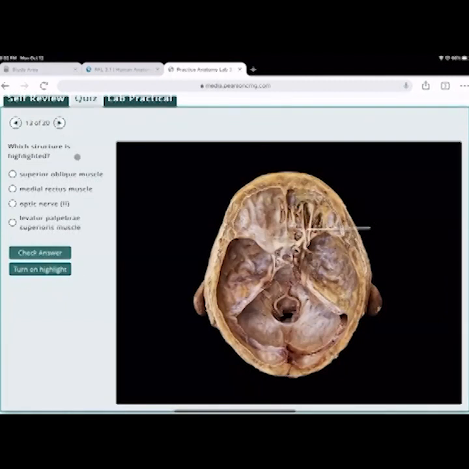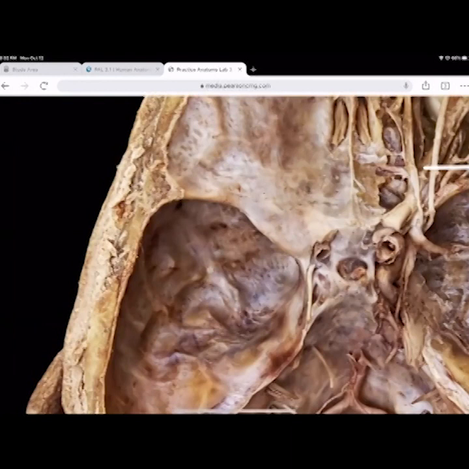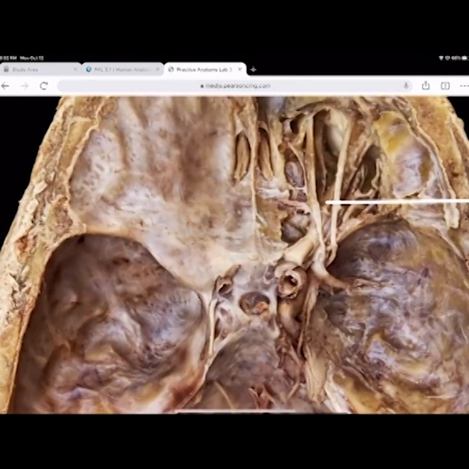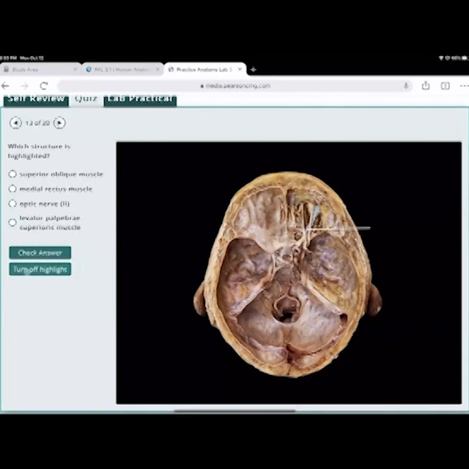What structure is highlighted? Oh man, I don't know what it's pointing to. I think it's pointing to this muscle right here. That's what it looks like. Feeds into the eyeball there. Yeah, it looks like it's pointing to the muscle. And that would be the superior oblique.